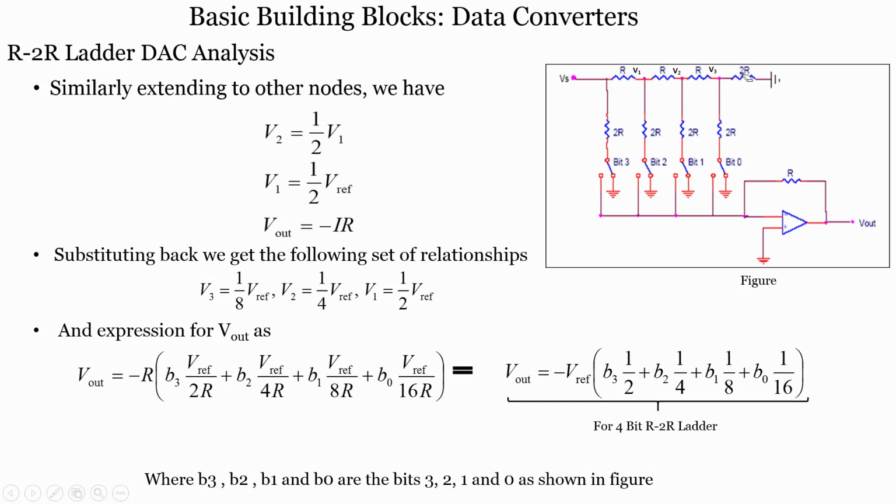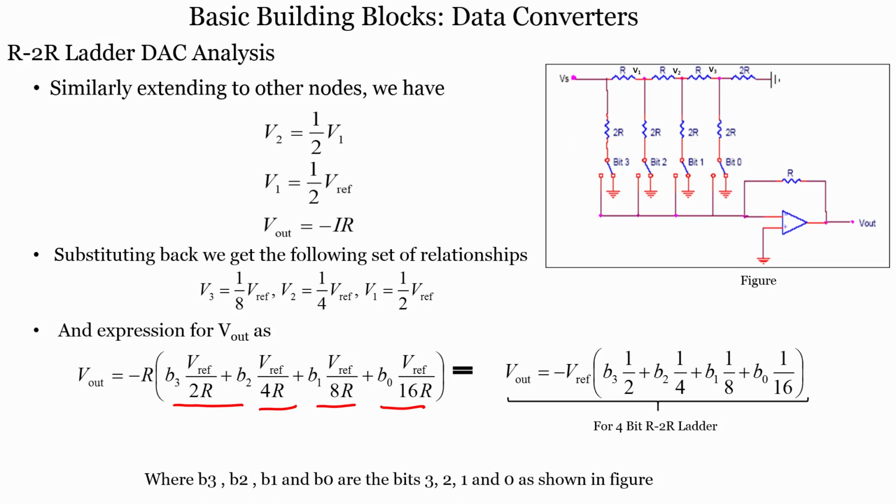And the expression for V out can be given as minus R into B3 V reference by 2R, B2 V reference by 4R, plus B1 V reference by 8R, plus B0 V reference by 16R. In another way, if I want to further write it down, I can write V out equals minus V reference, then B3 1 by 2 plus B2 1 by 4 plus B1 1 by 8 plus B0 1 by 16, and so on and so forth.